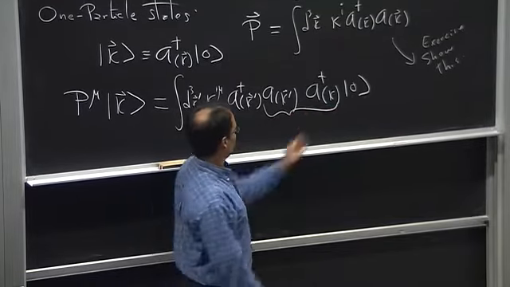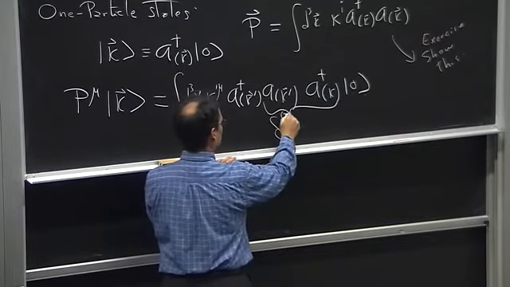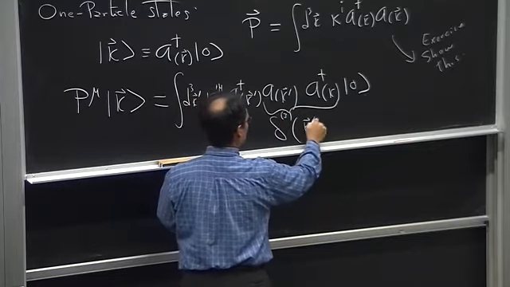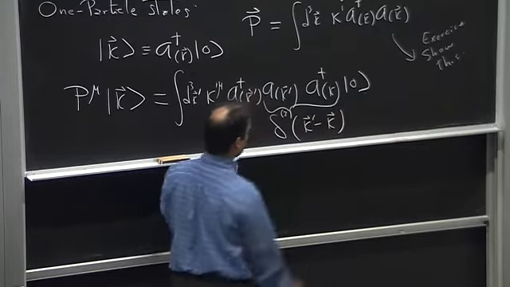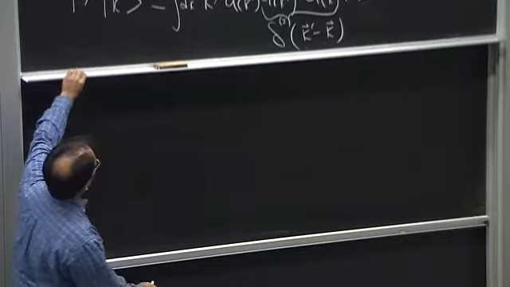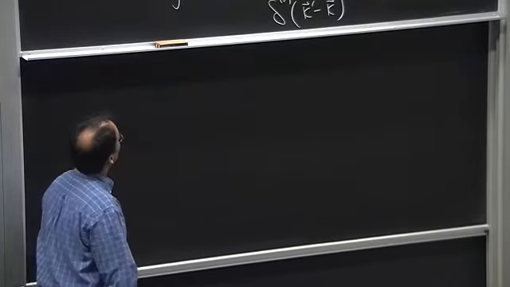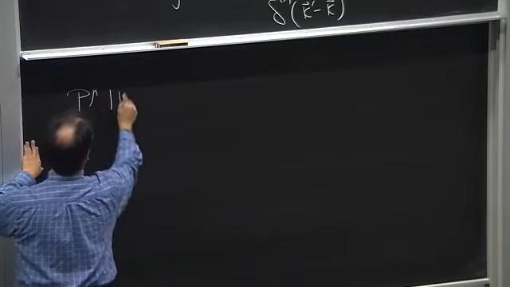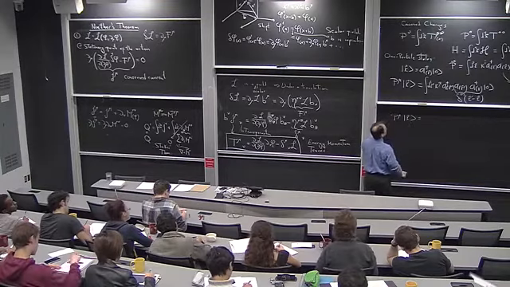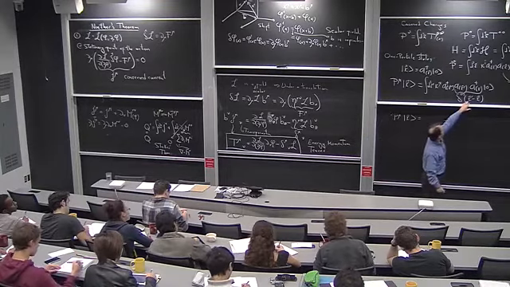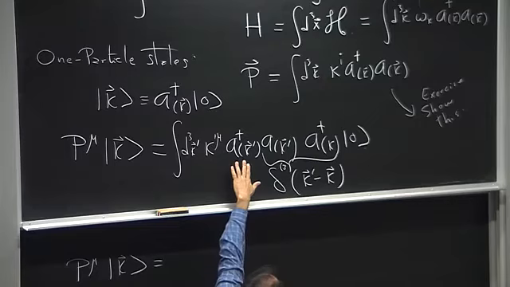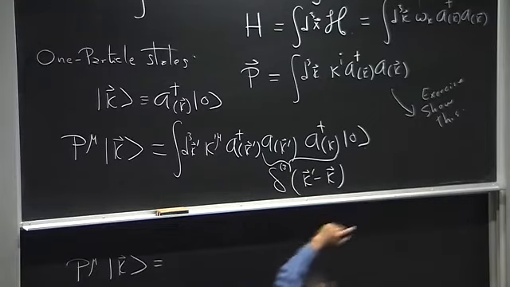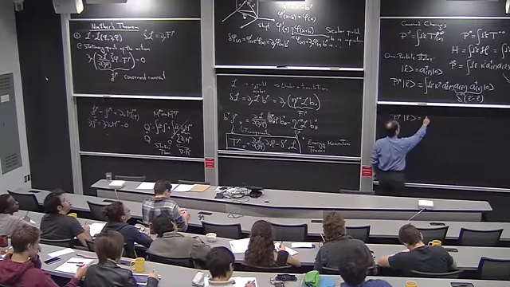We can now commute this and produce a delta function that locks k prime with k together. And after performing the integral over k prime, what do we get? We get P mu acting on k is nothing but k mu acting on k, since the integral locks k and k prime, and this creation operator acting on the vacuum produces our state back.